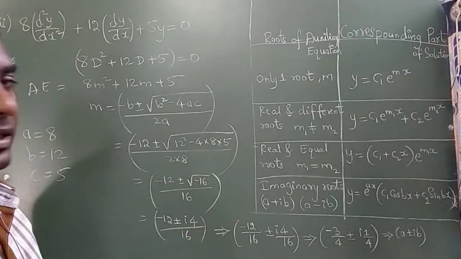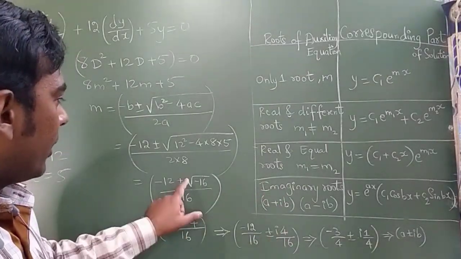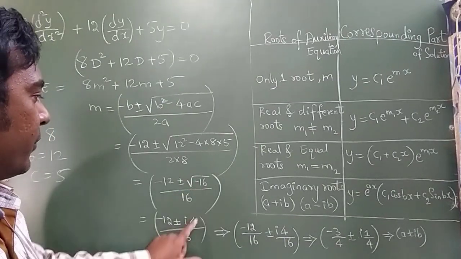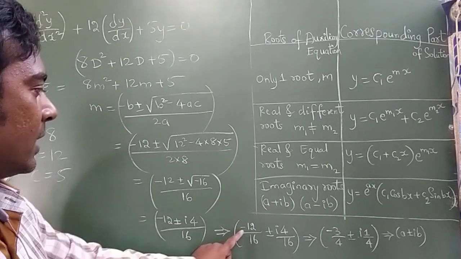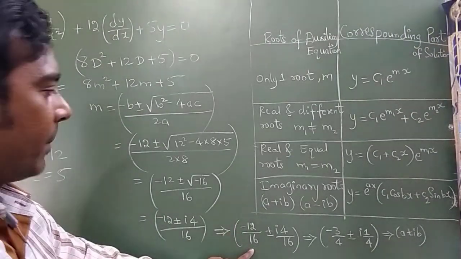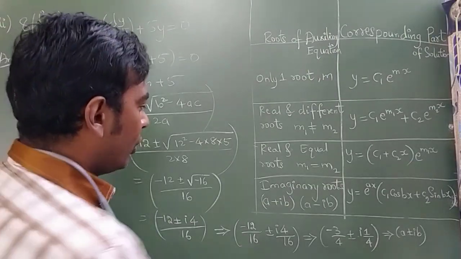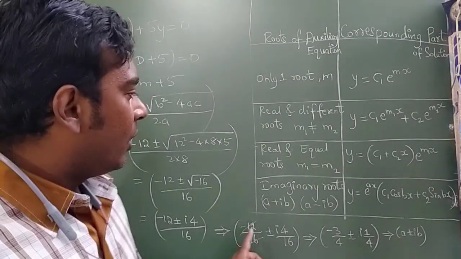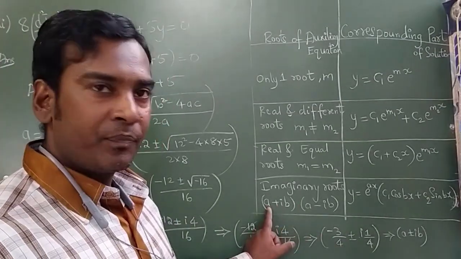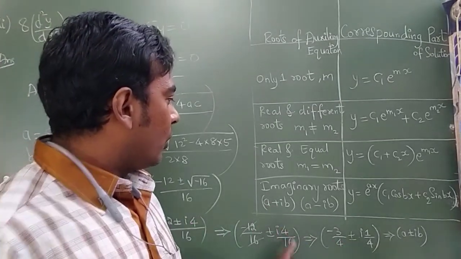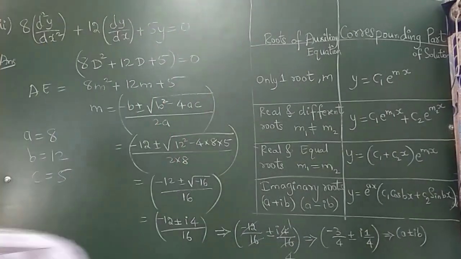I told you, if you get minus, then it is imaginary roots. So square root of minus, you need to write i. Square root of 16 is 4. Now separate this. So minus 12 upon 16 is the real part, plus or minus i 4 upon 16 is the imaginary part. So cancellation: 4 threes are 12, 4 fours are 16. So minus 3 upon 4 is your a. Plus or minus, 4 ones are 4, 4 fours are 16, so it is 1 upon 4.